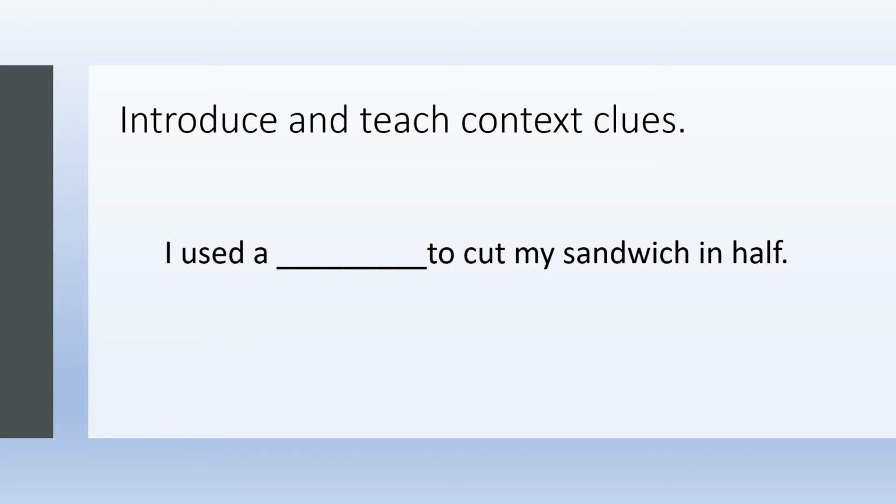Sometimes when we read, we come across a new word that we don't know. One way to figure out what it means is to look for clues in the words, phrases, or pictures around it. We call these context clues. Let's look at our sentence. I used a blank to cut my sandwich in half. Let's think together about what word would make sense in the blank. I think knife would be a good choice.